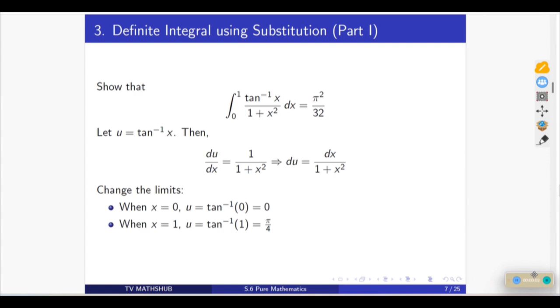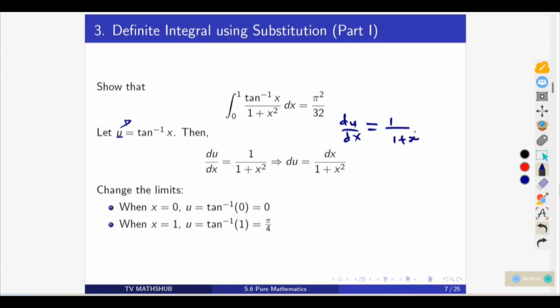Let us now talk about question number 3. So in question number 3, we need to show that the integral from 0 to 1 of tan inverse of x upon 1 plus x squared dx is same as pi squared upon 32. So we shall do this by first letting this tan inverse of x be in terms of another variable, for example, u. So when we let u be tan inverse of x, then it means we shall need to differentiate u with respect to x. When you differentiate tan inverse of x with respect to x, you get 1 upon 1 plus x squared.